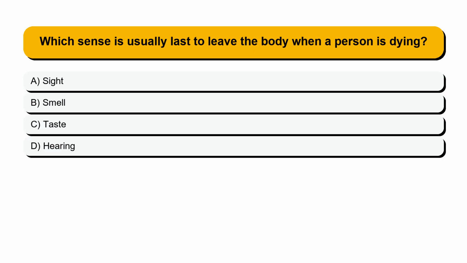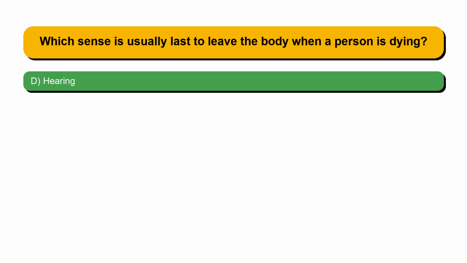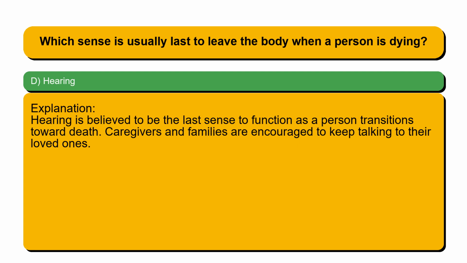Question 74. Which senses usually last to leave the body when a person is dying? Option A, sight. Option B, smell. Option C, taste. Option D, hearing. The correct answer is option D, hearing. Hearing is believed to be the last sense to function as a person transitions toward death. Caregivers and families are encouraged to keep talking to their loved ones.